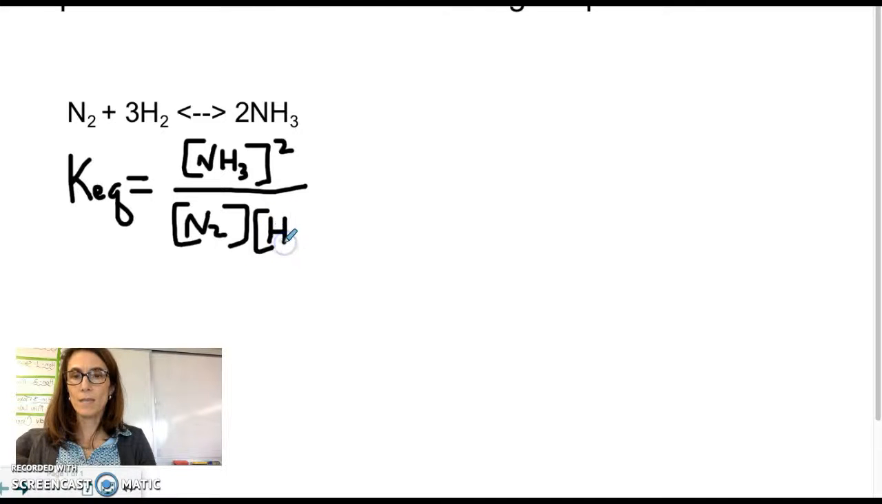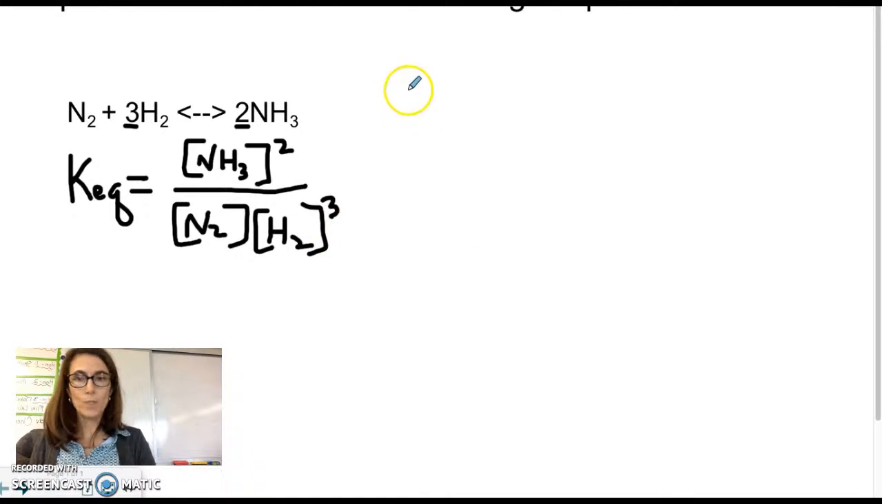Now where am I getting these exponents from? The exponents for our concentrations come from the coefficients in the balanced chemical equation. The coefficient for NH3 in the balanced chemical equation is 2, so we have to raise that concentration to the second power. Same thing down here for H2. The coefficient for H2 is 3, so when we calculate our equilibrium constant, we have to cube the concentration for H2.